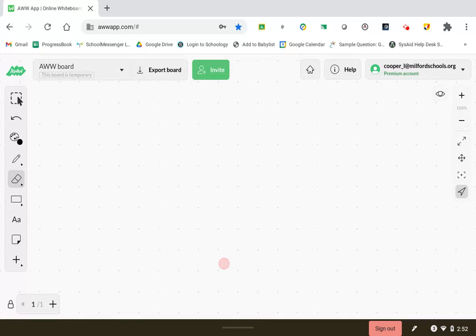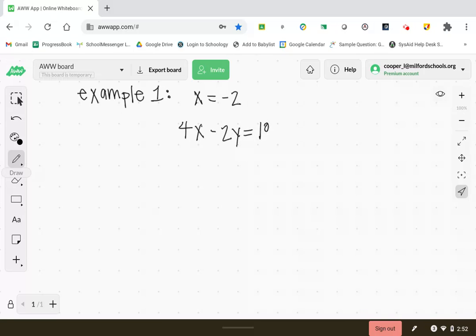Okay, so let's do the first example. I'm going to start off pretty easy. I'm trying to show you a little bit of everything that you'll see. So example 1, here are our 2 equations. Equation 1 is x equals negative 2, and equation 2 is 4x minus 2y equals 18. Like I told you, our main goal is to make sure one of our equations has a variable by itself. And we do. We don't have to do anything. It's already by itself, which is great.